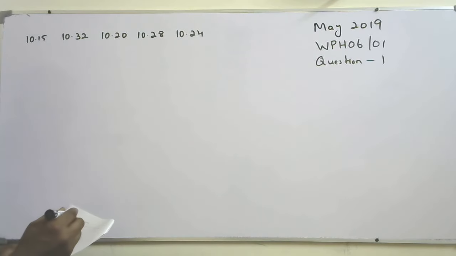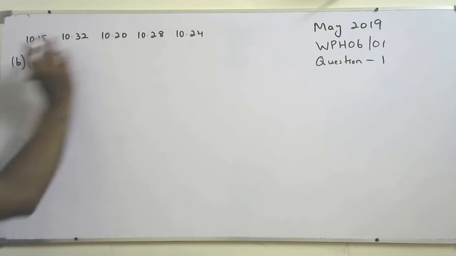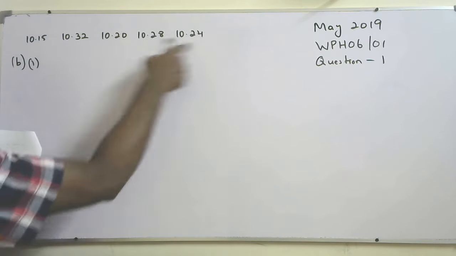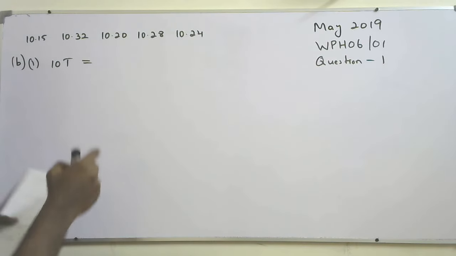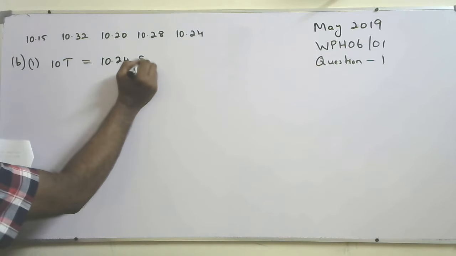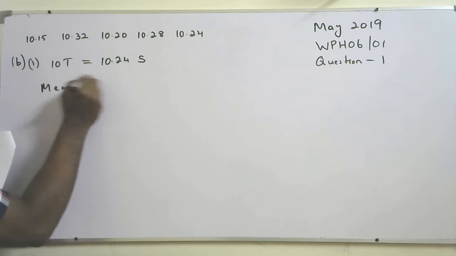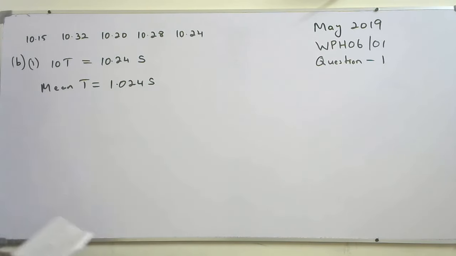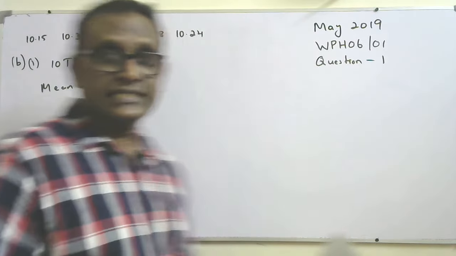So in the B part, first part, we need to complete the table, which means we need to find the mean time for 10 oscillations. Find the mean time for 10T: add them and divide by 5, you will get 10.24 seconds. Then they ask you to find the mean T, divided by this 10, 1.024 seconds. So that is nothing. Okay, so the second part, B part: calculate the percentage uncertainty.